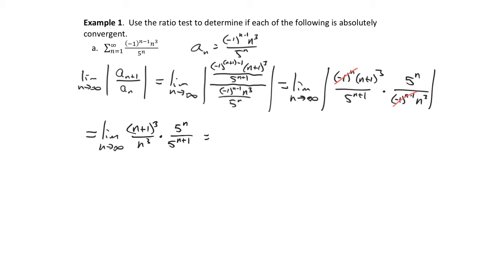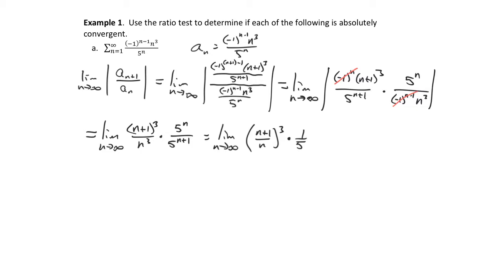The first term, now notice I've dropped the absolute values. Everything inside is positive. We get the limit as n goes to infinity. The first factor there, I could write as (n plus 1 over n) cubed. And then the second factor, I've got 5 to the n, which means I have n factors of 5. In the denominator, I have n plus 1 factors of 5. I've got one more factor of 5 in the denominator, so that reduces to 1/5. Now we can let n go to infinity. Inside the parentheses there, I see the n plus 1 in the numerator and then the n in the denominator.